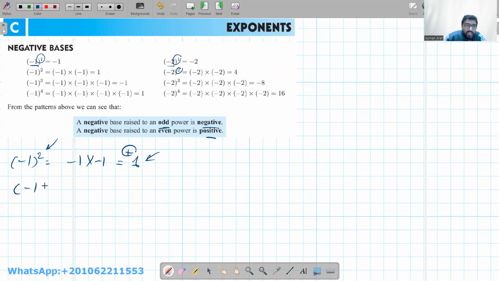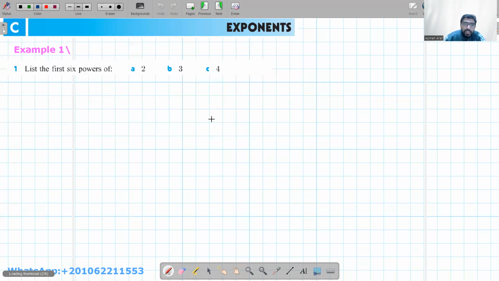What about if it's raised to an odd value, such as 3, for example? It becomes -1 by -1 by -1. Then -1 by -1 becomes 1, and 1 by -1 becomes -1, and the result should be negative in this scenario. Then let's deal with examples.